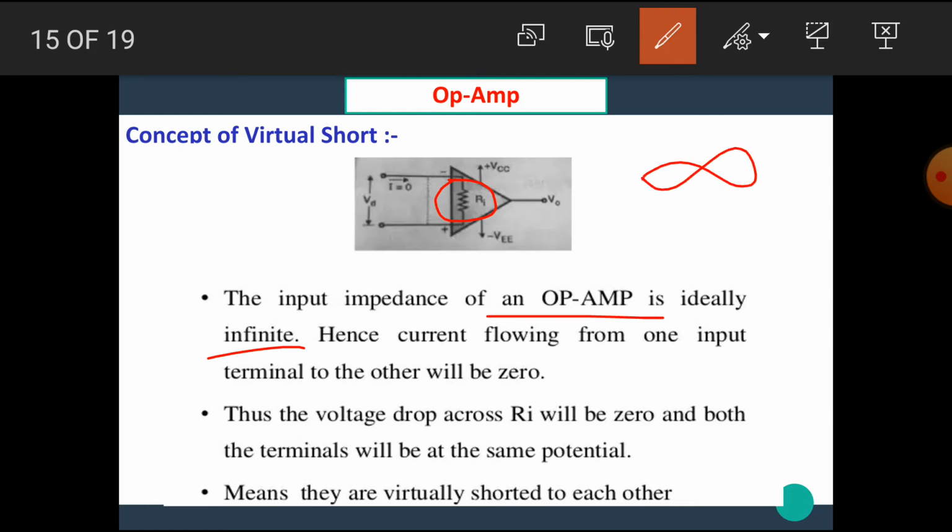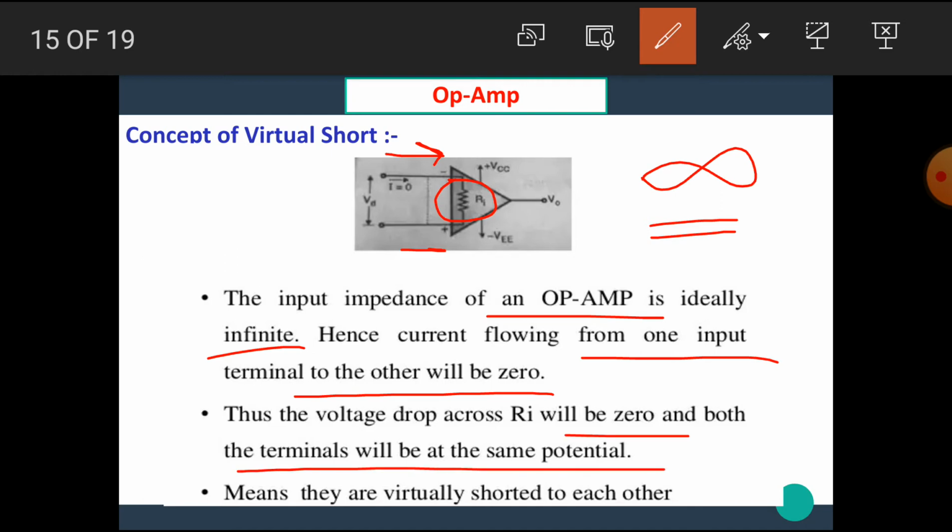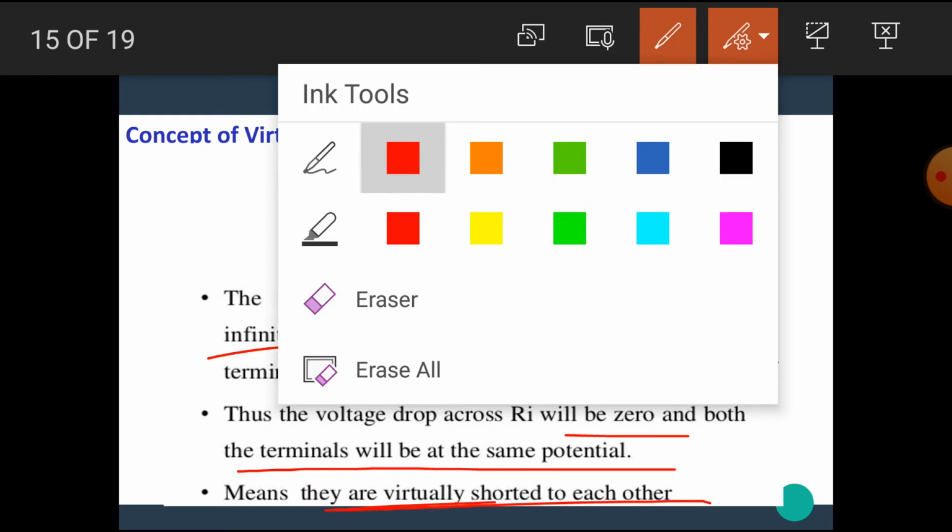Hence, current flowing from one input terminal to the other will be zero. This resistance has the value infinity. Hence, whatever current flows through this terminal does not enter into this terminal. Thus, the voltage drop across Ri will be zero and both terminals will be at the same potential, meaning they are virtually shorted to each other.